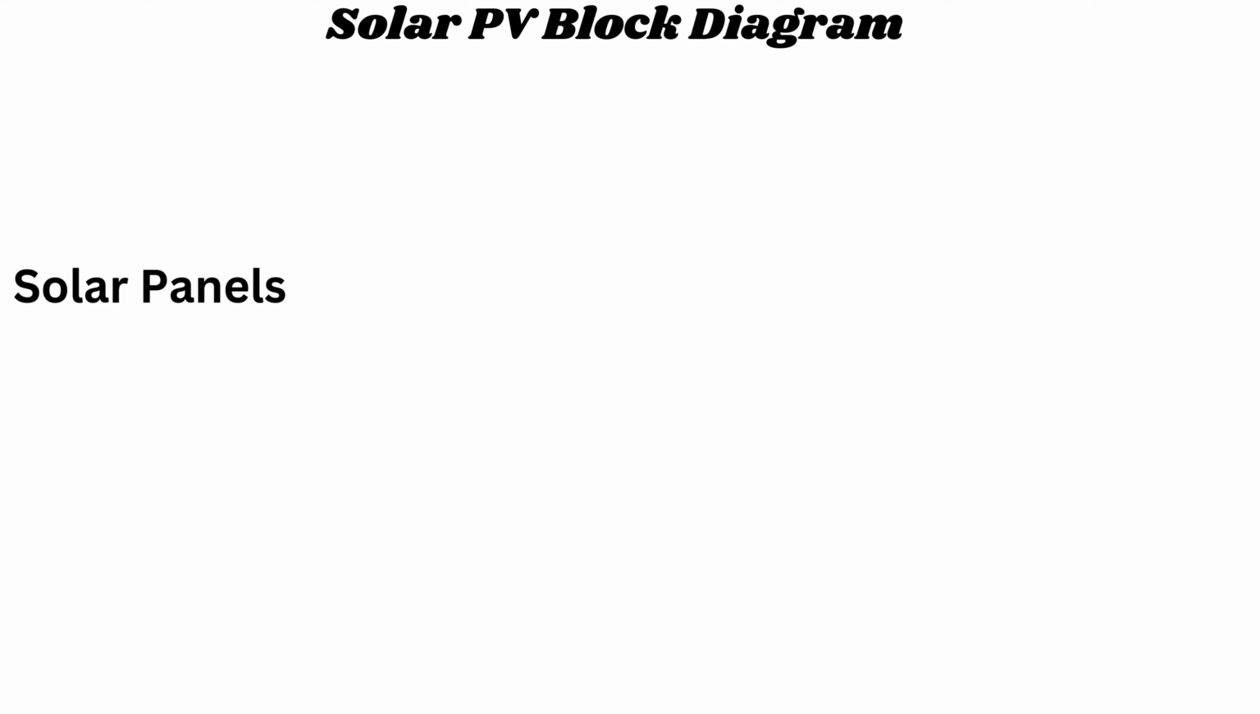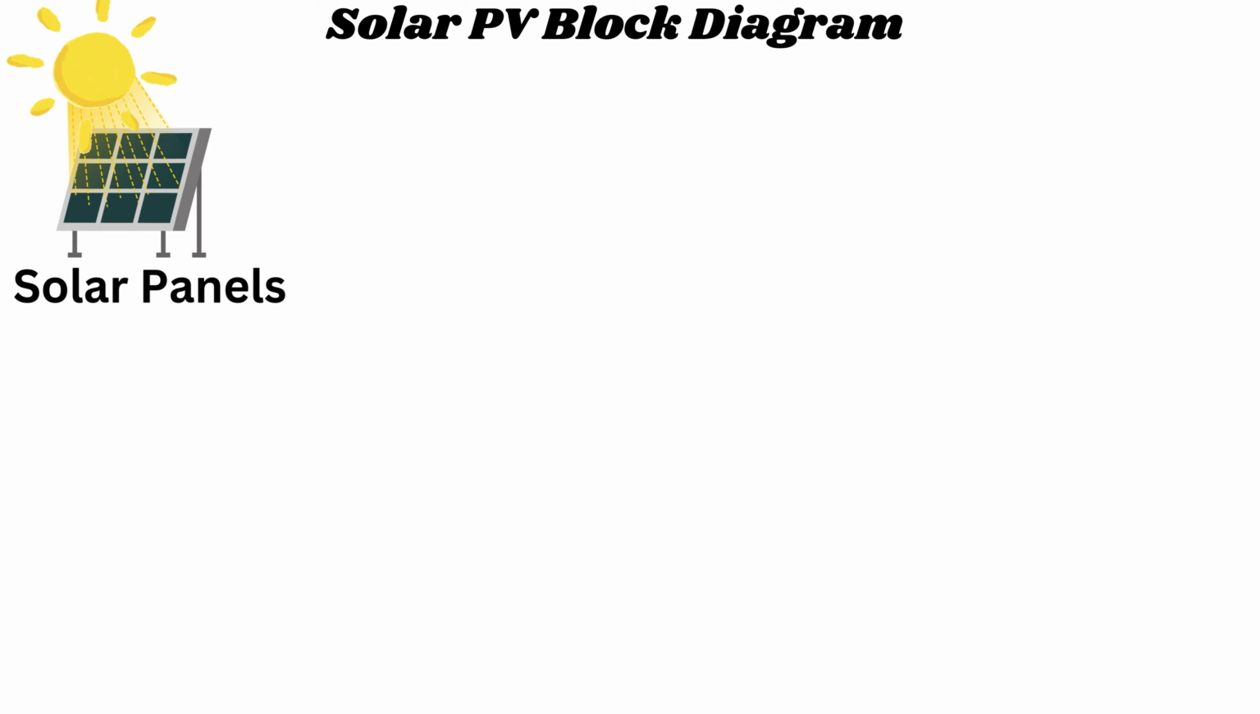Solar panels, photovoltaic modules. Solar panels are the primary components that capture sunlight and convert it into electrical energy through the photovoltaic effect. These panels are made up of semiconductor materials like silicon.